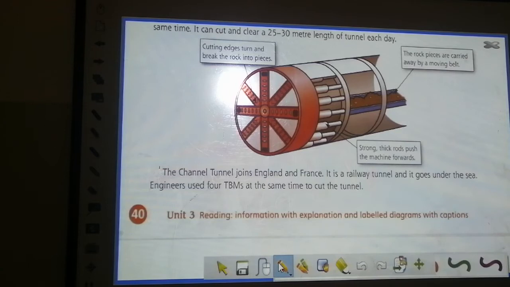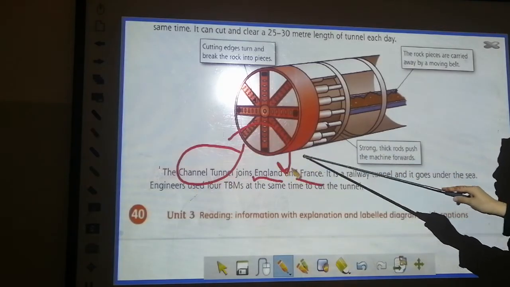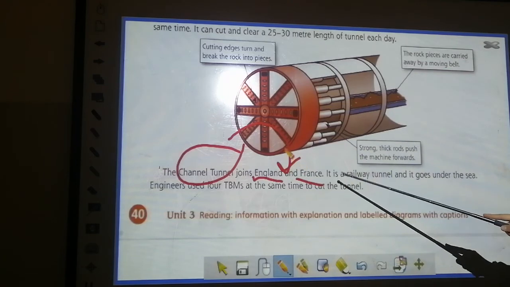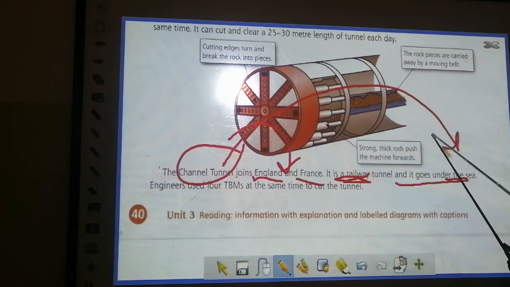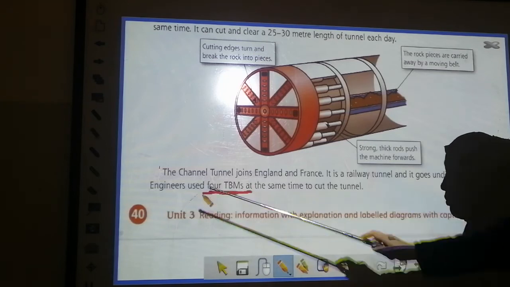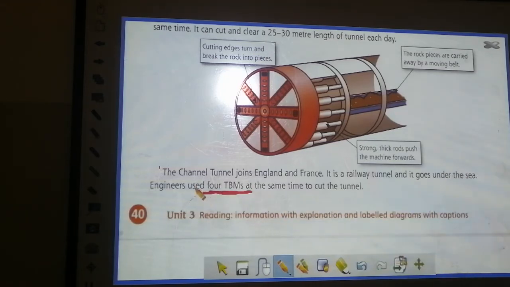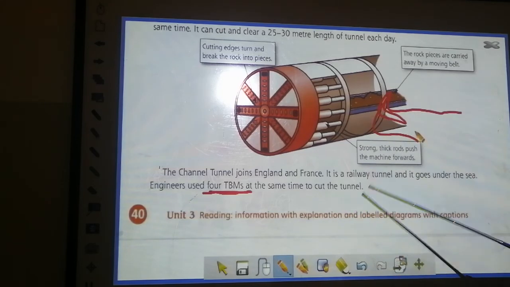The Channel Tunnel joins England and France. So the Channel Tunnel joins two countries, England and France. It's a railway, not an ordinary street. It's a railway tunnel, and it goes under the sea. Engineers used 4 TBMs when they dug it. They used 4 of these machines at the same time to cut the tunnel.